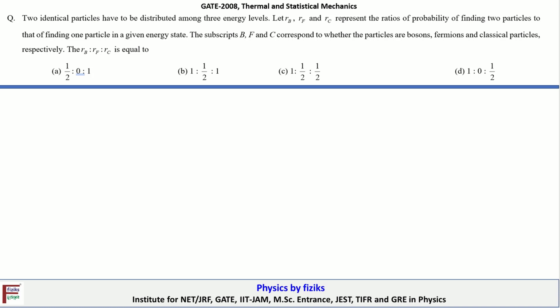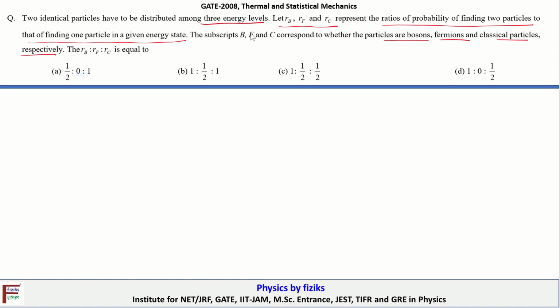So let's continue with the next problem. The statement is, two identical particles have to be distributed among 3 energy levels, and let RB, RF and RC represent the ratios of probability of finding 2 particles to that of finding 1 particle in a given energy state. The subscripts B, F and C correspond to whether the particles are boson, fermion and classical particle respectively. The ratio RB is to RF is to RC is equal to.